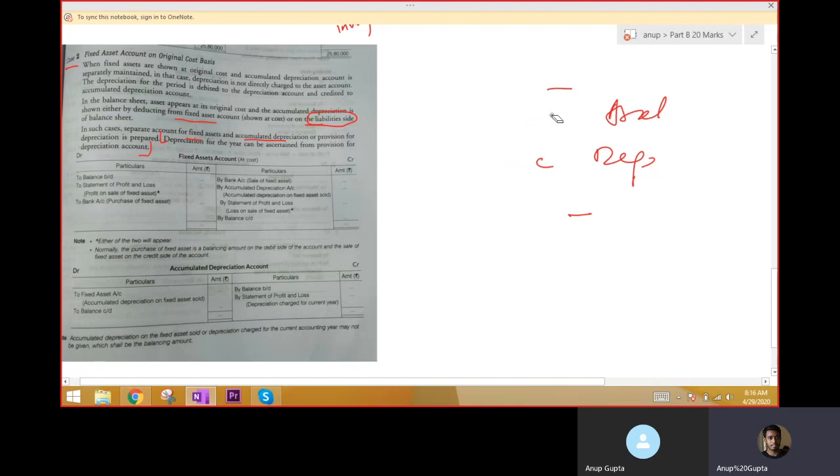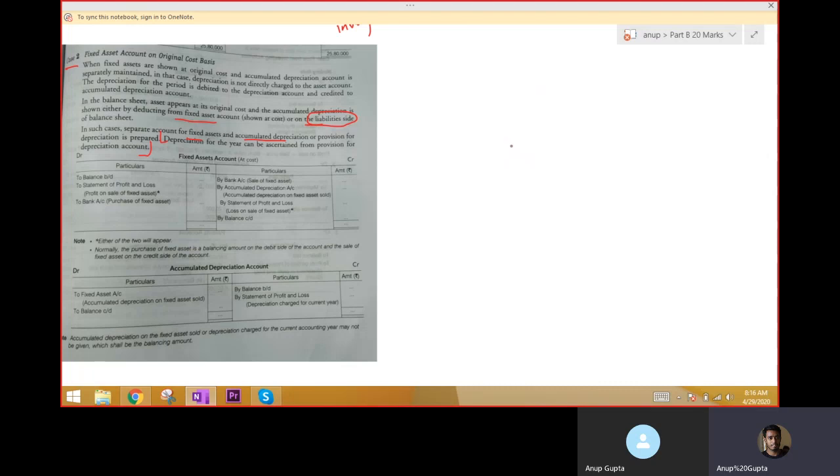So what I suggest is, the moment you see there is accumulated depreciation, you understand that the business is maintaining the asset on original cost basis, and you make two accounts.